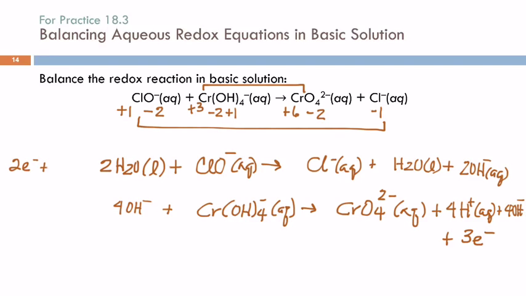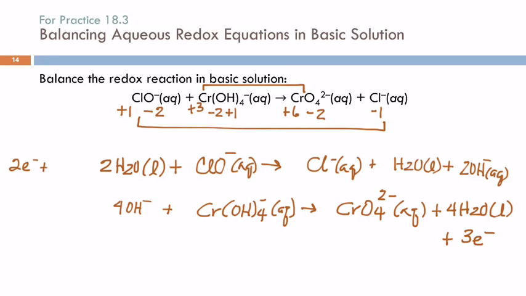And then over here, 4 hydrogen ions and 4 hydroxide ions. That'll make 4 water molecules. So I'm just going to write it that way. That's a little easier to look at. Okay, so we could do more simplifying, but I think that's okay for now.